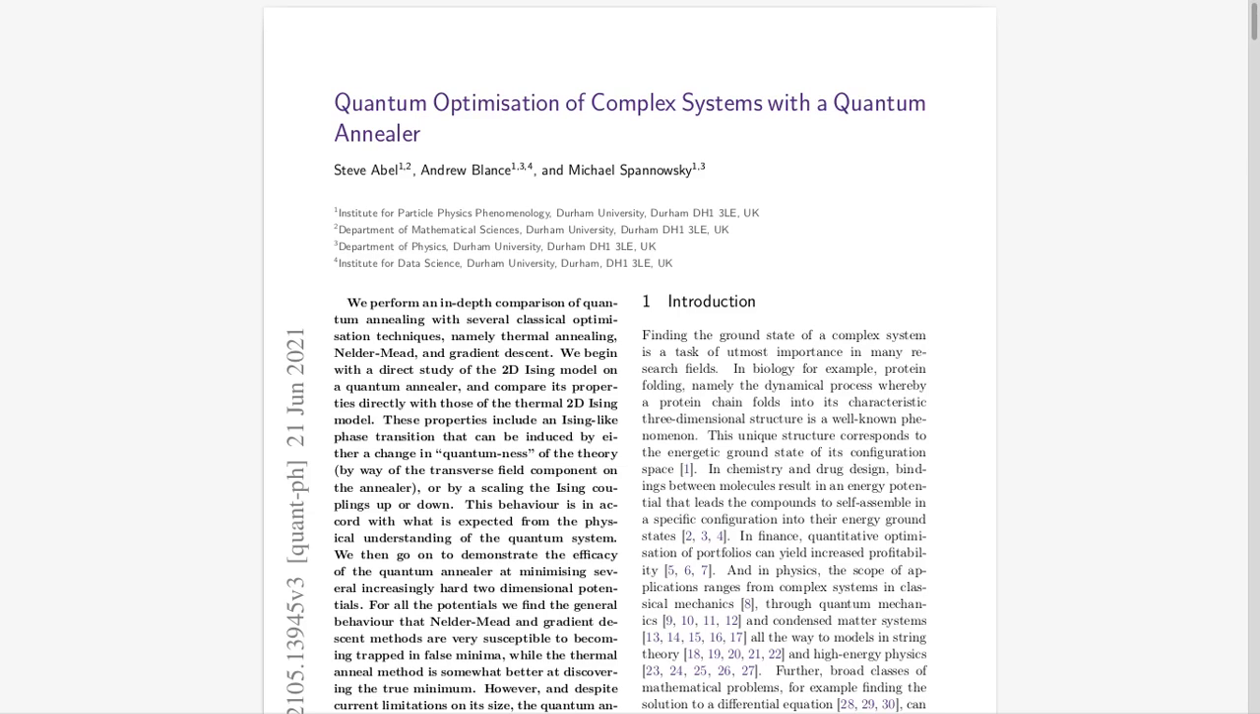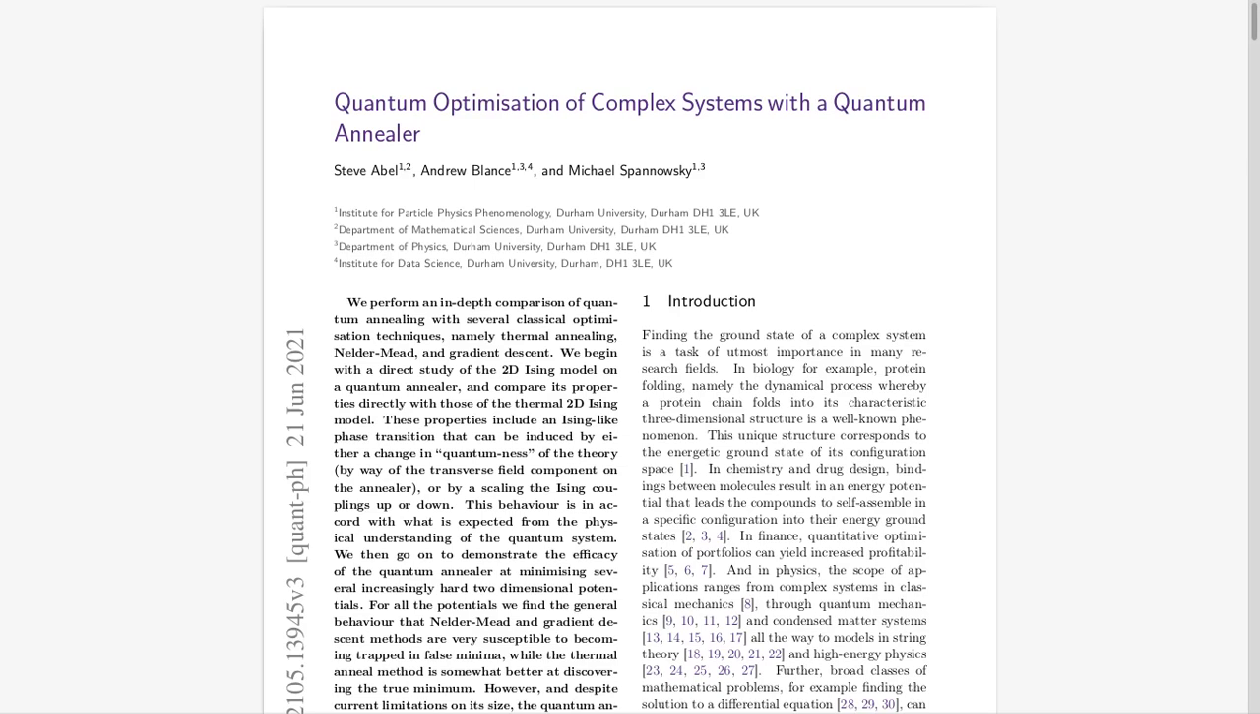Ever spend ages searching for something, only to find it was right under your nose the whole time? It's kind of like that with optimizing complex problems, you know? I can see that. But what if there was a way to search everywhere all at once? That's kind of the idea behind quantum annealing.